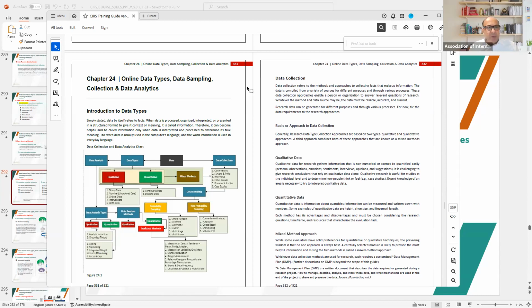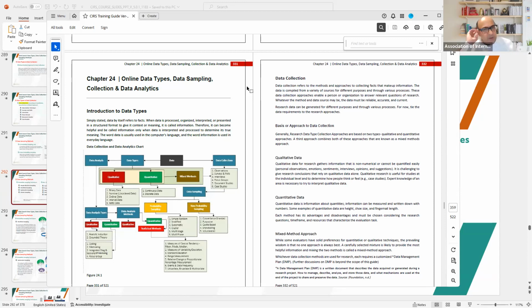Because in research work, we do need to identify the type of data, which is either numeric or non-numeric. And based on the nature of that sort of collection of information, we will have to identify the methodology we adopt to do our analysis or analytics.